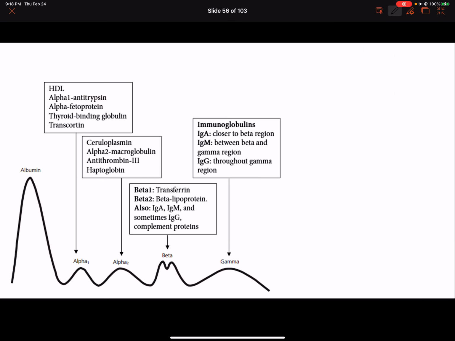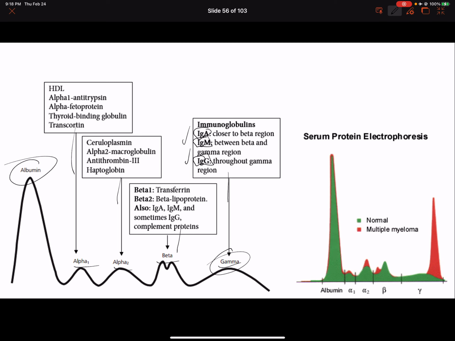Let's go ahead and take a look at this now. This is what a normal gel electrophoresis will look like for plasma cell proteins. Albumin is the most abundant protein in the plasma, so we have this large spike here. This alpha and that alpha go with these particular proteins, and these go with these proteins. Notice this is IgA, IgM, and IgG. Most importantly, we're going to be looking at IgG and IgM. But if you have too much of some antibody, it's most likely going to be in this gamma category.